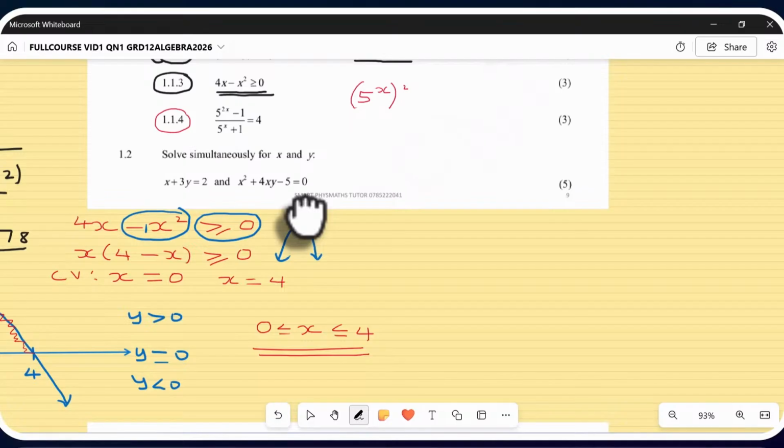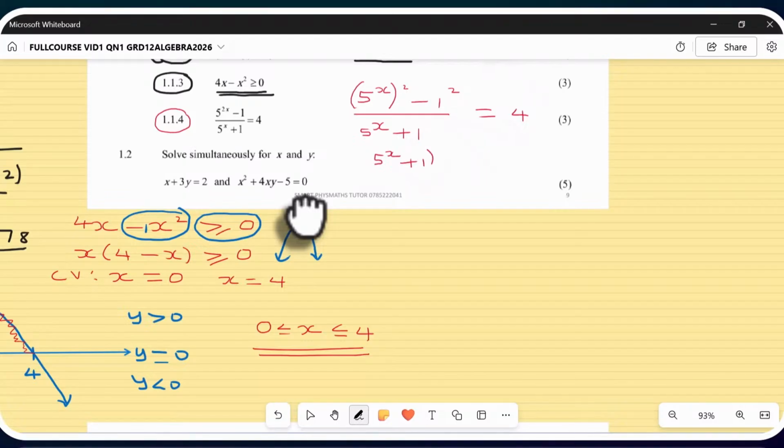Okay. Now as you can see in my numerator, I have a difference of two squares, ne? I have what? Difference of two squares. So I can write it as what? As 5 to the power 1, then multiplied by 5 to the power x minus 1. Okay. Then divided by 5, ne? By 5 to the power x plus 1 equals to 4.